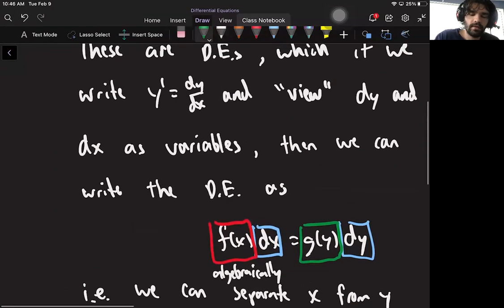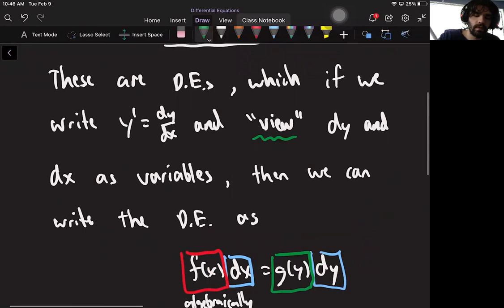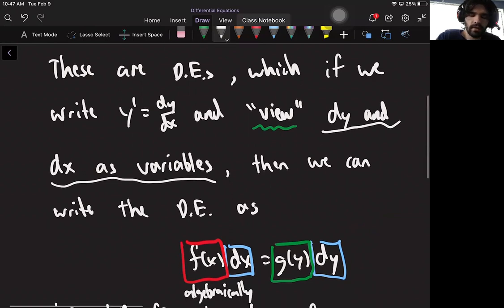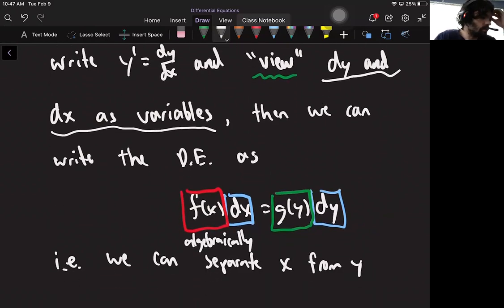Now, the reason I say view is because technically speaking, to pretend that dy and dx are their own variables actually requires very sophisticated justification that we're not going to get to in this class. So we're just going to pretend we know dy and dx can be treated as variables, and that's it. We're just going to do it.